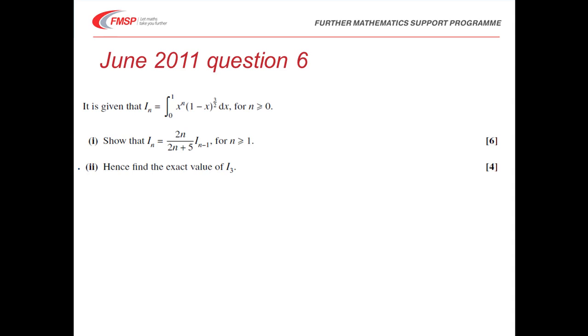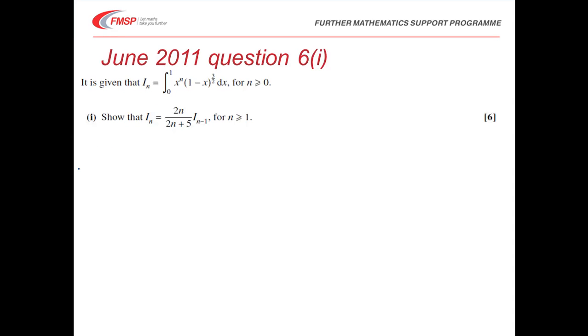So 10 marks in total for the question, 6 marks for this first part, so let's have a look at that. The first thing that we're going to do is use integration by parts to do this integration. So we'll let u equal x^n, so du/dx is equal to n x^(n-1). And then dv/dx is equal to (1 minus x)^(3/2), and so v is equal to minus 2/5 (1 minus x)^(5/2).